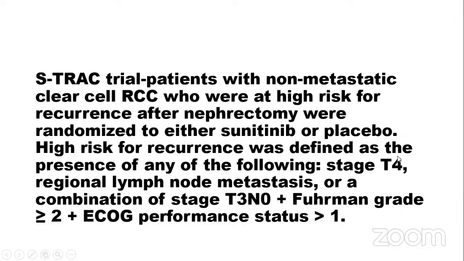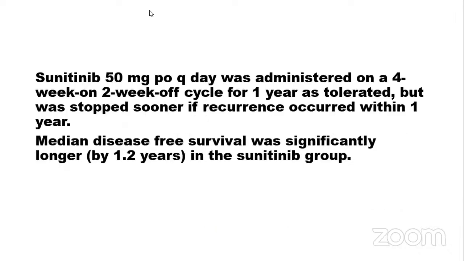High risk of recurrence was defined as the presence of any of the following: stage T4, regional lymph node metastasis, or a combination of T3 and Fuhrman grade 2 or more, plus ECOG performance status of 1 or more. Sunitinib 50 mg orally once daily was administered for 4 weeks on, 2 weeks off cycles for 1 year as tolerated, but was stopped sooner if recurrence occurred within 1 year. Median disease-free survival was significantly longer.